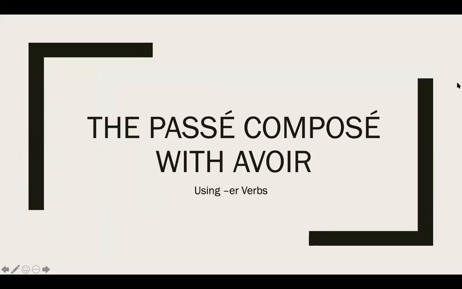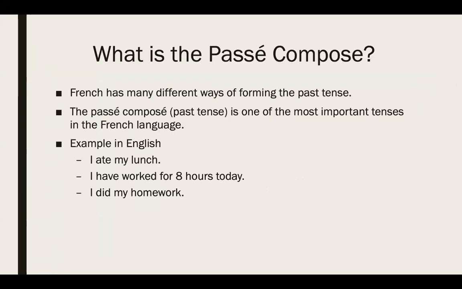Okay, so in this video, I'm going to be talking about the passé composé with avoir, more specifically with just ER verbs. So what is the passé composé? In French, there are many different ways of forming the past tense, and the passé composé, which just means past tense in French, is one of the most important tenses in the French language, and whenever you speak, at some point, you're going to be using it.